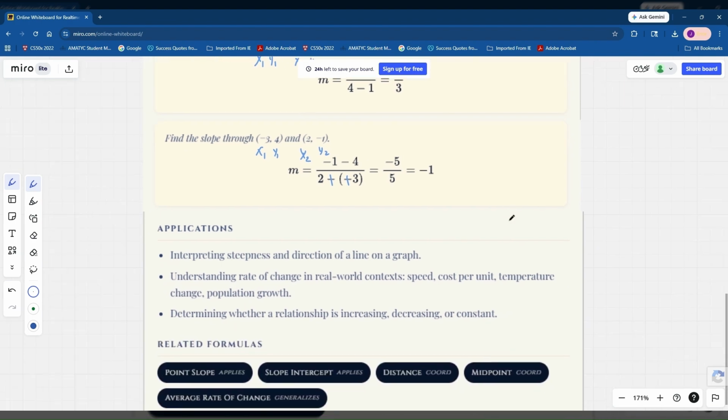Now, why do we need this formula? Well, we use it all over the place. Anytime that we need to interpret the steepness and direction of a line on a graph, we're going to be using the slope formula. We understand it for all kinds of real world situations. So whether it's speed, cost per unit, temperature changes, population growth, any of those kind of things. If you're ever looking at, for example, a stock chart, it's got all kinds of these slopes going up and down as the price changes. So whenever we're trying to determine whether a relationship is increasing, decreasing, or constant, we are using slope. So again, it shows up everywhere.